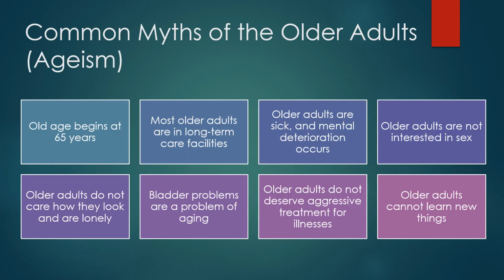There are many stereotypes related to the older adults, and it's called ageism. Some of these ageisms include the belief that old age begins at 65 years old. This is not true at all. Many people who are 65 and older are still working, still very active, and do more things than young adults do. There's a belief that most older adults are in long-term care facilities, which in Phoenix is definitely not true. There's a belief that older adults are sick and mentally deteriorated, but many adults live very active and productive lives.